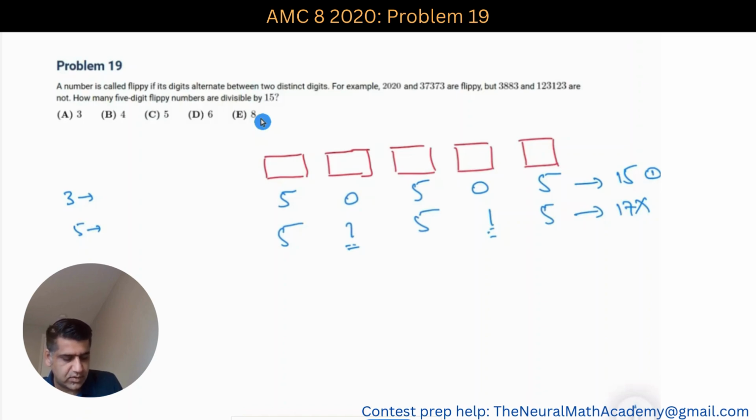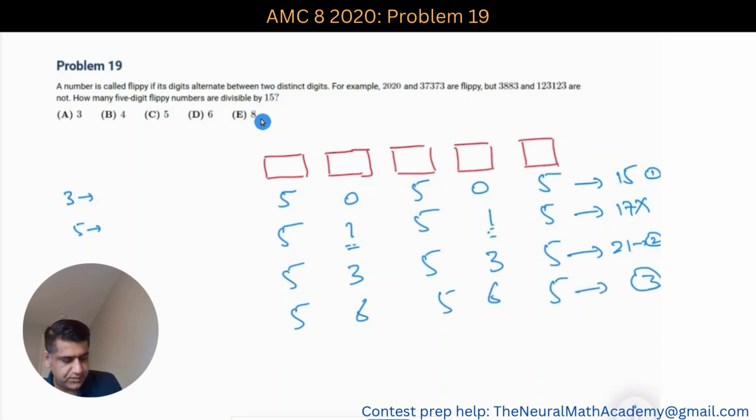3 will work, because if I add, I get 21. So this would be my second number. Similarly, I can now add the multiples of 3. So I can then add 5, 6, 5, 6, 5. That would be the third number. And another number would be the fourth. So the answer for this question is then 4.